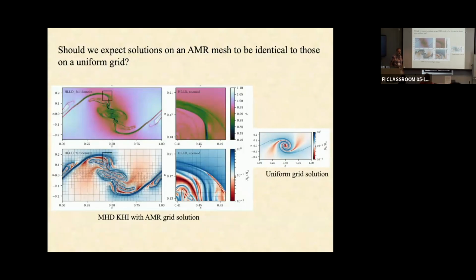Totally different. It turns out that this KH surface is only unstable to this one large scale mode. And all this substructure are all secondary instabilities that are induced by perturbations from the AMR mesh. It's not wrong per se, in the sense that this interface is unstable to secondary instabilities, but on a uniform mesh, there are no perturbations.